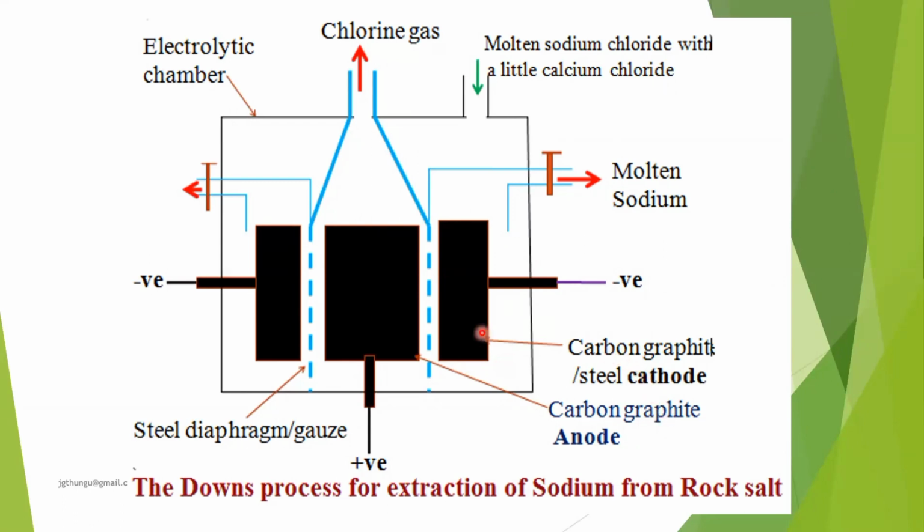The most preferred material for the cathode is steel. It is made up of steel. That is the most preferred. In most of the questions you'll get, they will be asking about the materials that make the anode and the cathode. So for the Downs cell, the anode is graphite, and there is a reason for that, and the cathode is steel. So avoid carbon graphite for the cathode. It's supposed to be steel.